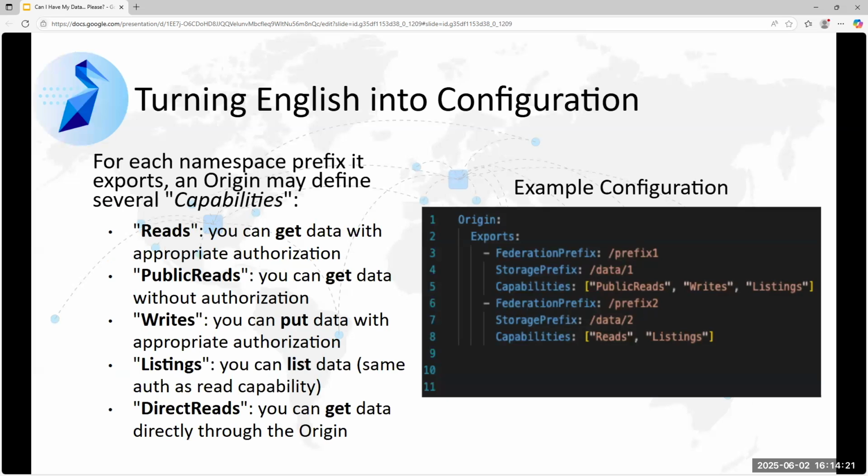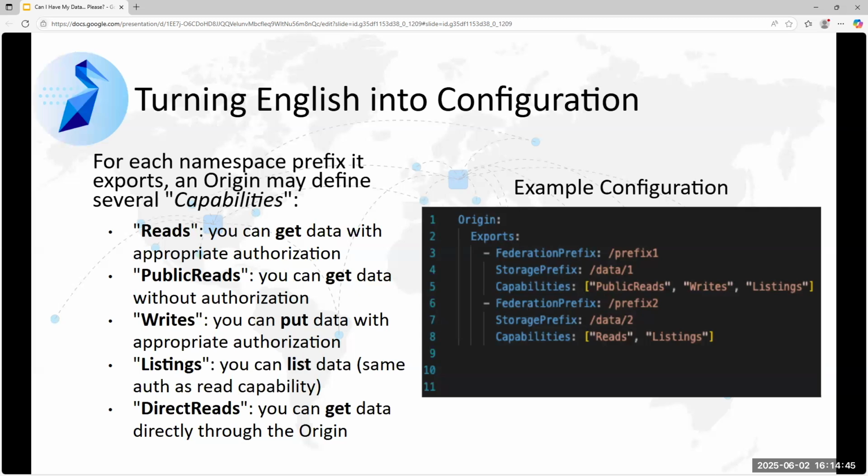So the first step that Pelican needs to accomplish is translating this English into some kind of configuration. And in Pelican, we do that using the kind of monolithic Pelican configuration file. The important thing to note here is that we have some storage prefix. This is the piece of your object store that you're managing through the origin. And that's tied to some federation prefix. That's that namespace mapping that we do. And then here we have a list of capabilities.